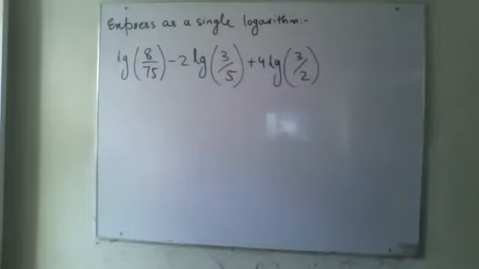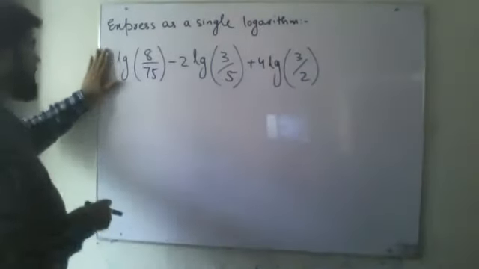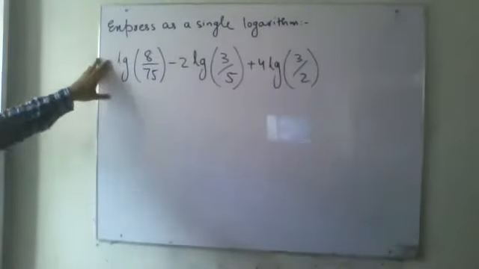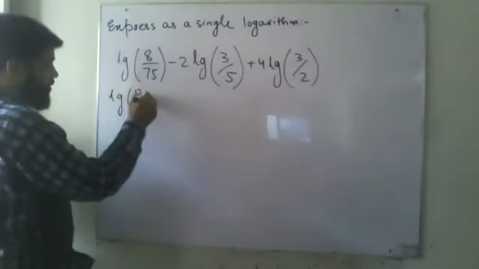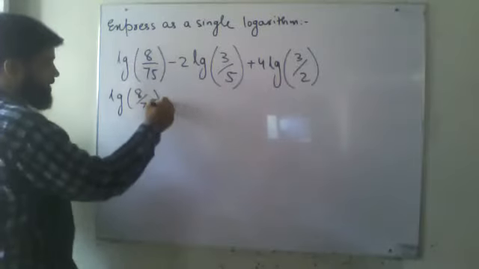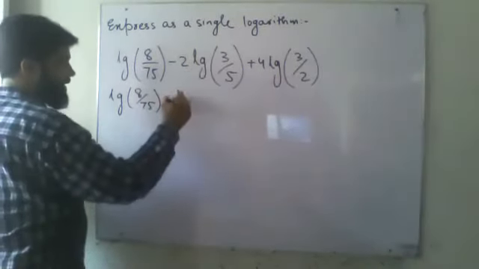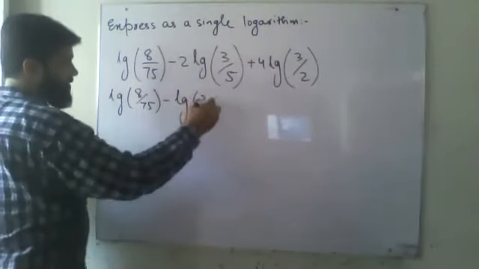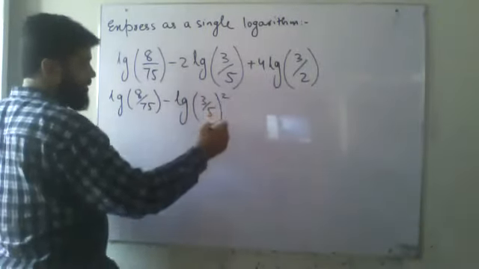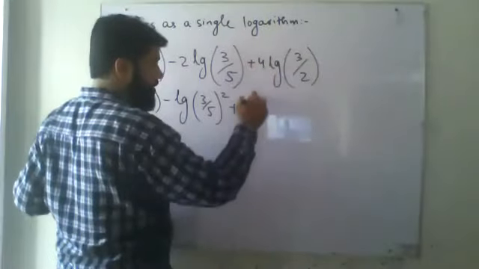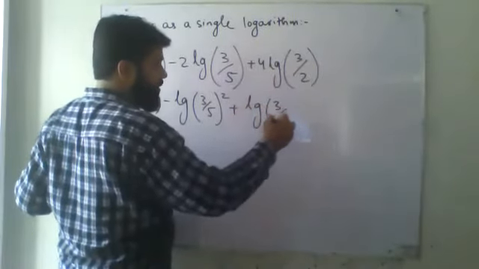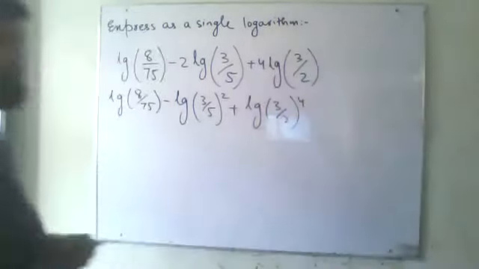First of all, there is nothing written before this log, so I'm keeping it this way: log 8/75, minus 2 shifted over here, log (3/5) whole square, plus 4 shifted on the top, log (3/2) whole power 4.